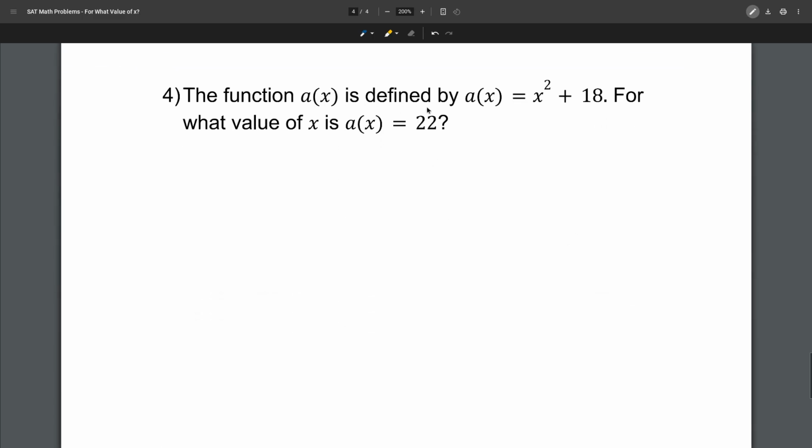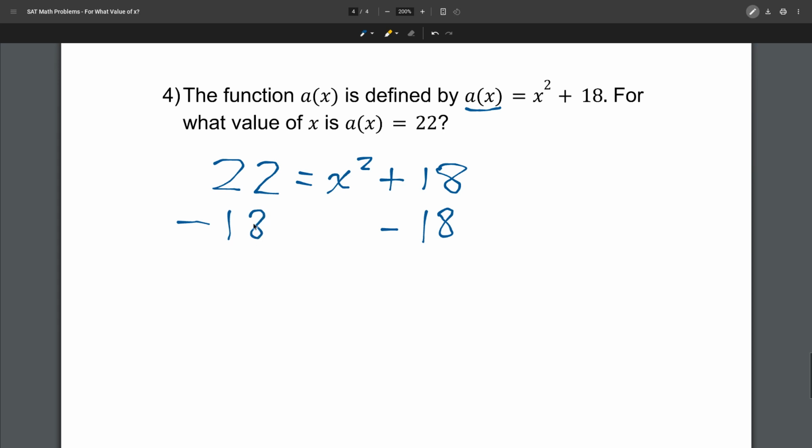The function a of x is defined by a of x equals x squared plus 18. For what value of x is a of x equal to 22? So I'm going to say this is 22. So 22 equals x squared plus 18. Okay, I want to get rid of the addition of 18, so I'm going to subtract 18. And if I do that on this side, again, I have to do it to this side. 18 minus 18 is 0. So on the right-hand side, we have x squared plus 0, which is just x squared.